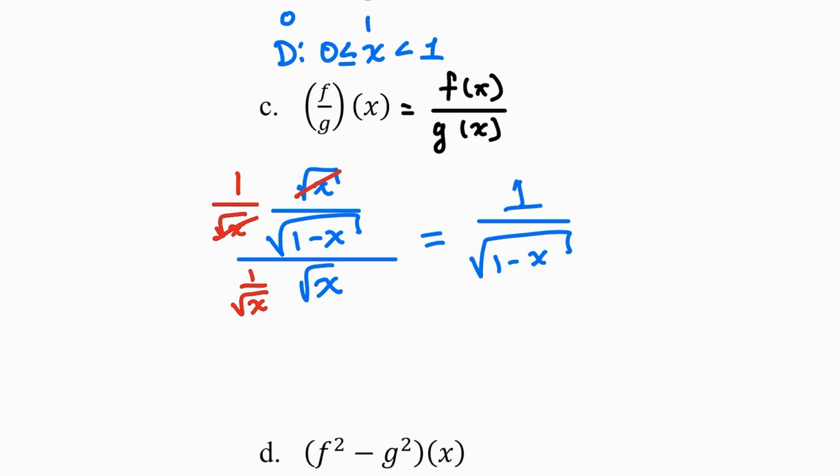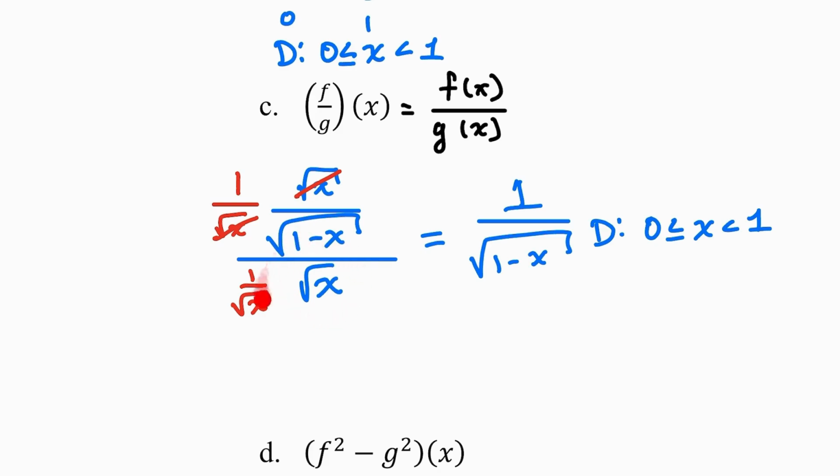And that's it. That's our answer. And then our domain is x is between 0 and 1, including 0 but not including 1. But then you ask yourself the question, did I cause any more restrictions on x? And the answer is yes.